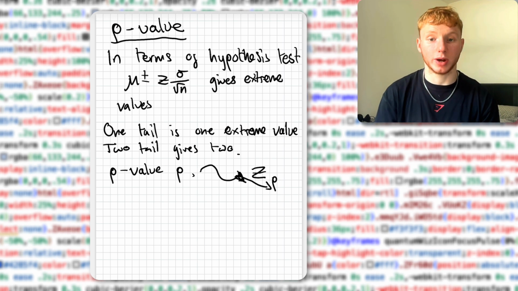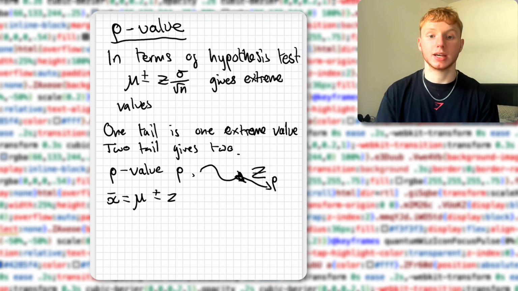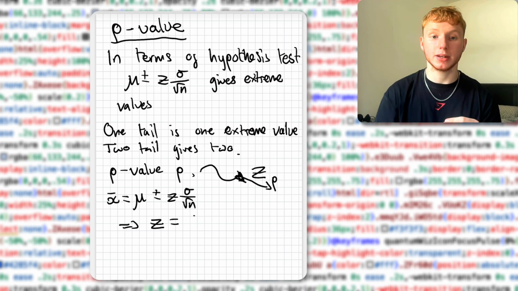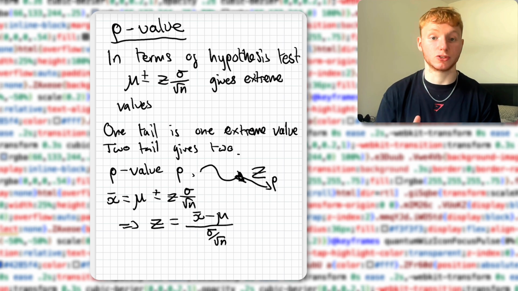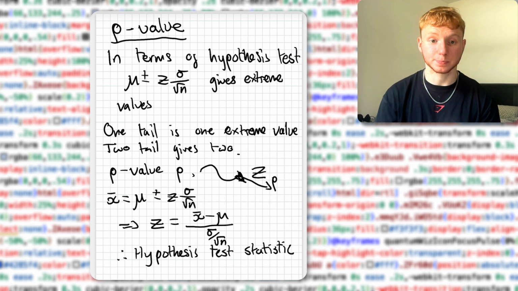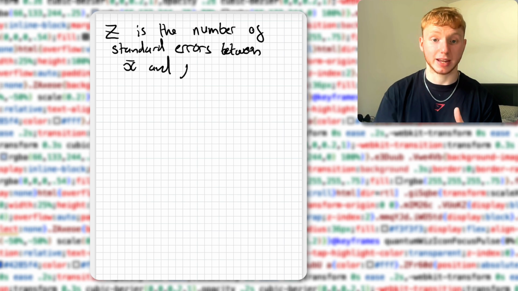So if we take our original equation, the observed mean equals the null hypothesis mean plus or minus z times standard deviation divided by the root of n. Now rearrange this to get z. This shall result in z equals observed mean minus the null hypothesis mean, all divided by standard deviation over root n. It is very important to remember this equation as it is used a lot and is called the hypothesis test statistic. Fun fact, this number is how many standard errors the observed mean is away from the claimed value. This z is called our z-score.